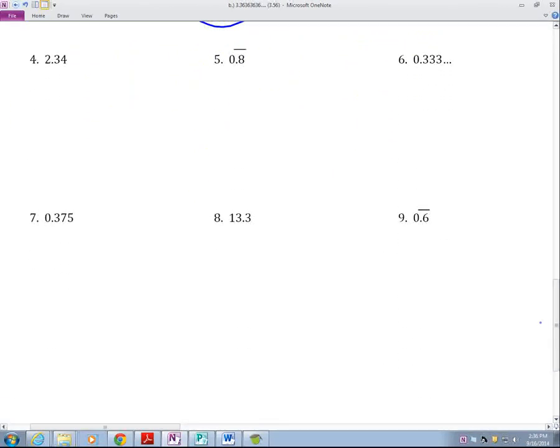Okay. Next one, 2.34, Jace. 2 as a whole number and 34 over 100. 34 over 100, good. And because I know my math facts, I know that 34 is twice 17.